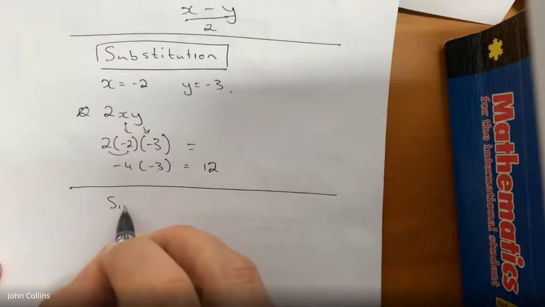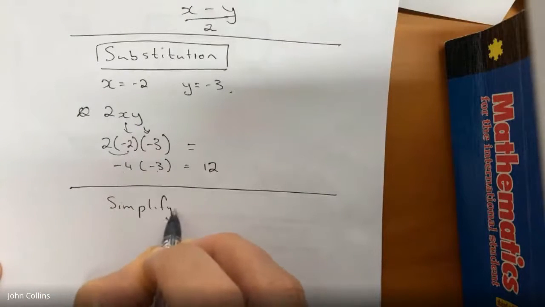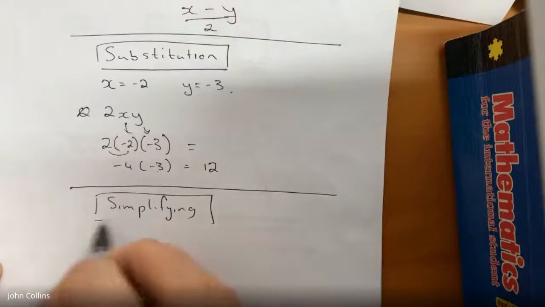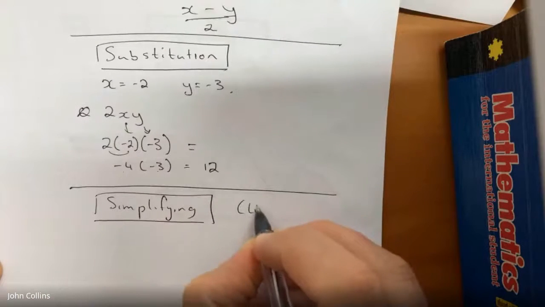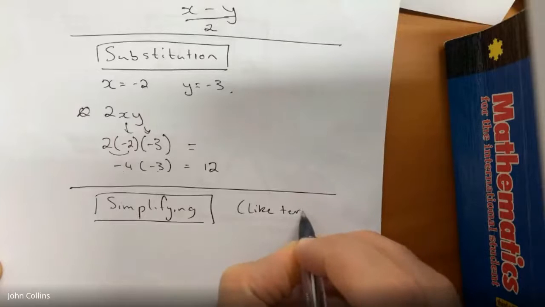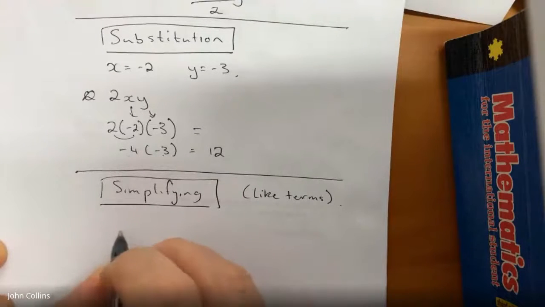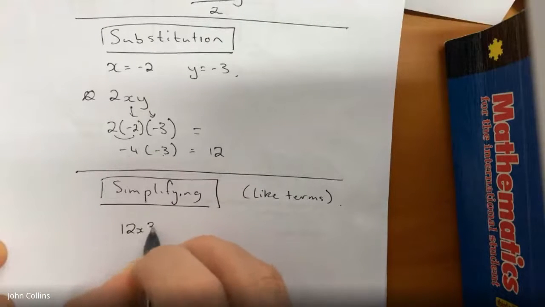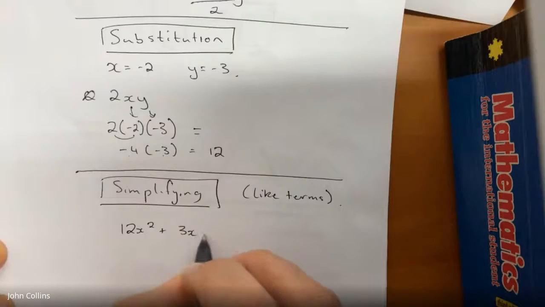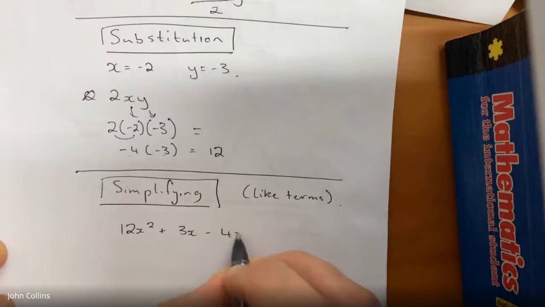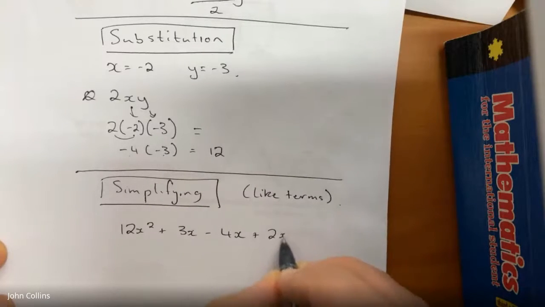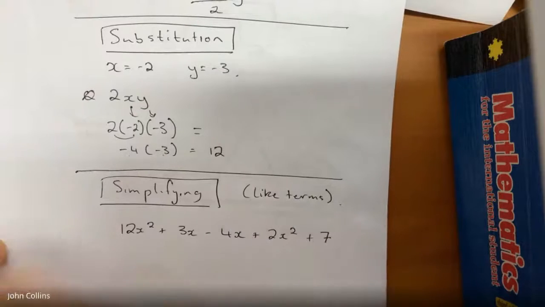Another thing we did was simplifying. So that's when you looked for like terms. You collected the like terms. Anything that was a like had the same letters and numbers in it, you would add together. So I'll do an example. If I had 12x squared plus 3x minus 4x plus 2x squared plus 7, and I wanted to simplify that.